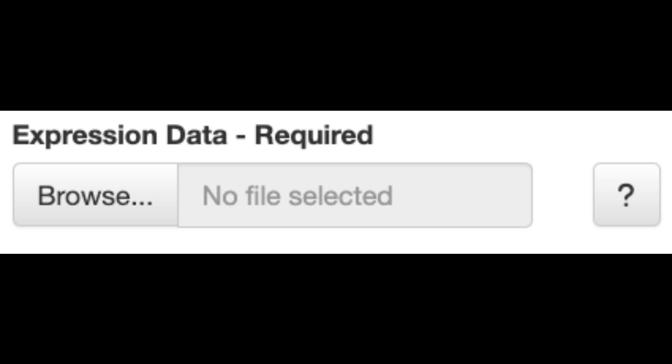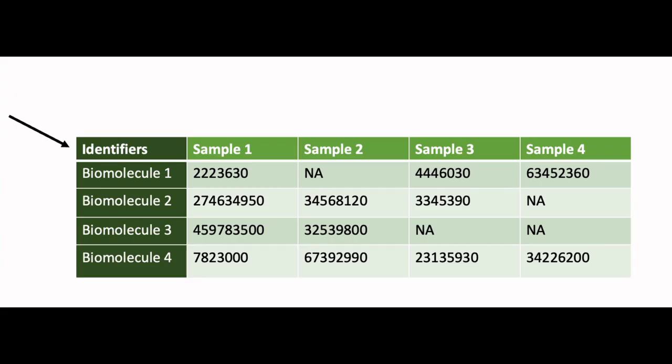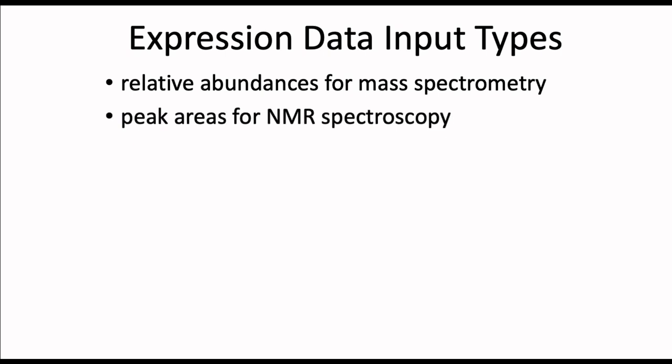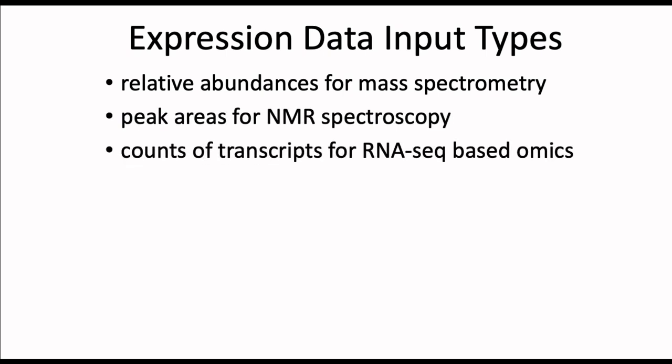The only required upload file for Mode is the expression data, which can be a CSV or TXT file. In the expression data, one column contains the biomolecule identifiers, and the other columns contain the relative abundances per sample: for mass spectrometry, the peak area for NMR, or counts of transcripts for RNA-seq based omics.